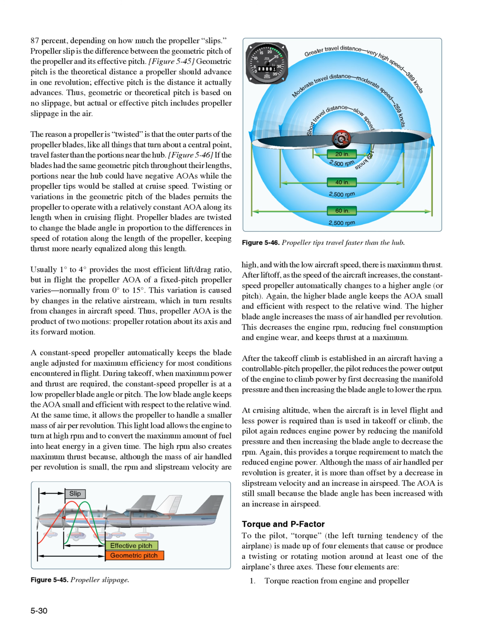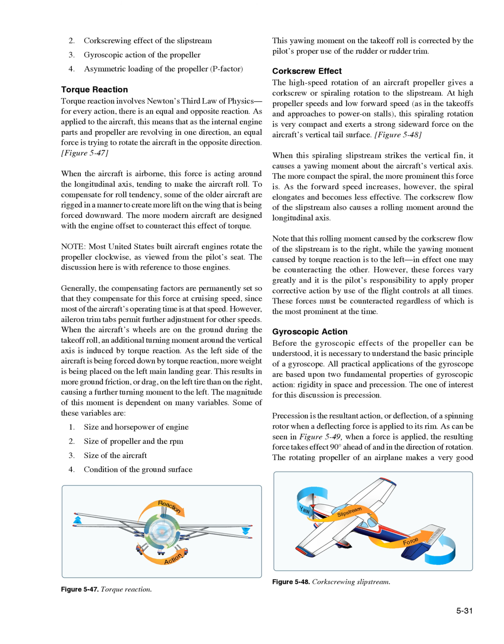Torque and P-factor to the pilot. Torque, the left-turning tendency of the airplane, is made up of four elements that cause or produce a twisting or rotating motion around at least one of the airplane's three axes. These four elements are: 1. Torque reaction from engine and propeller. 2. Corkscrewing effect of the slipstream. 3. Gyroscopic action of the propeller. 4. Asymmetric loading of the propeller, P-factor.